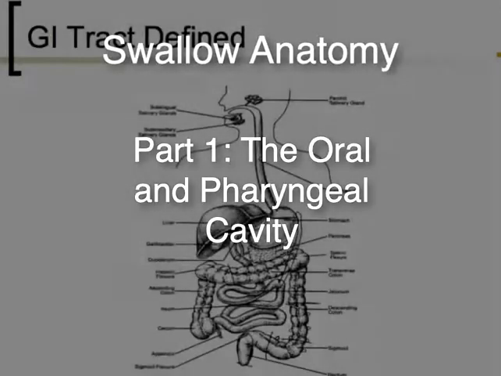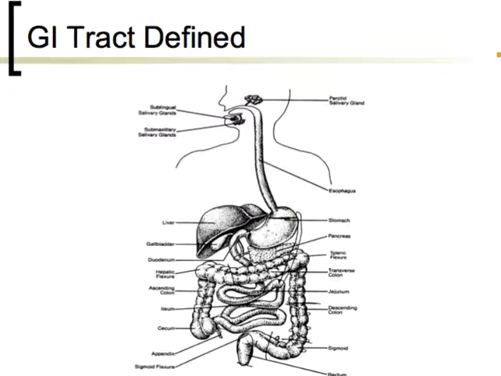Anatomy of swallowing disorders. The GI, or gastrointestinal tract, starts at the lips where the food goes in and ends at the rectum. This course will be concerned with the oral, pharyngeal, and laryngeal cavities. We will also lightly touch on the esophagus.